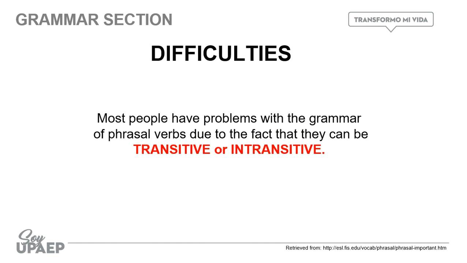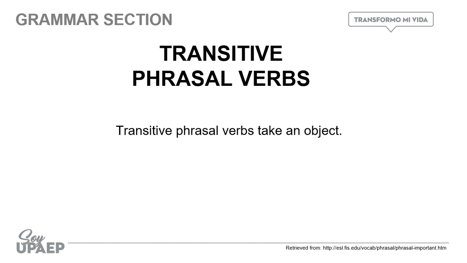This difficulty is the most important. Most people have problems with the grammar of phrasal verbs due to the fact that they can be transitive or intransitive. Transitive phrasal verbs take an object. For example, turn off the TV. Turn off is a phrasal verb, and the TV is the object.